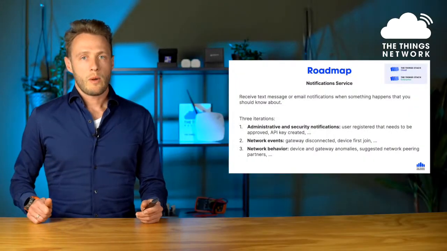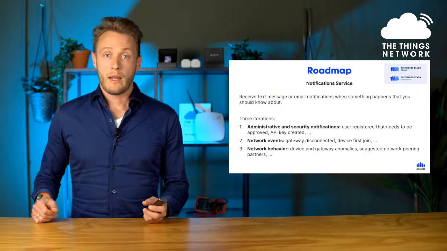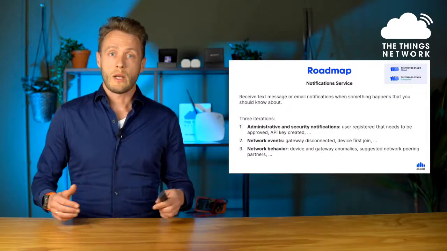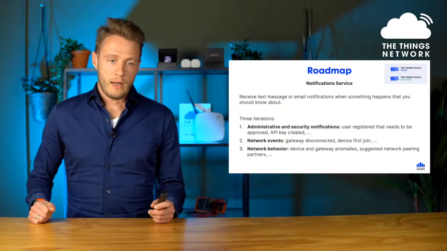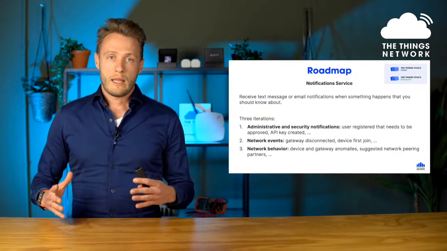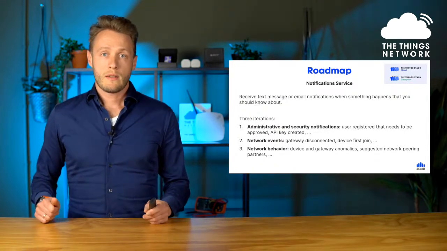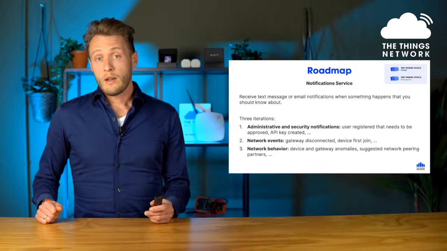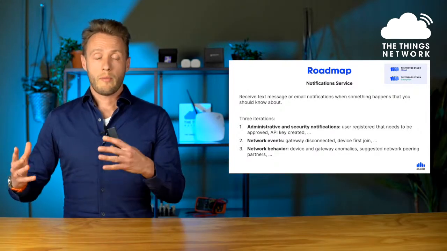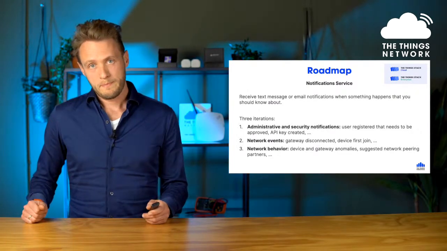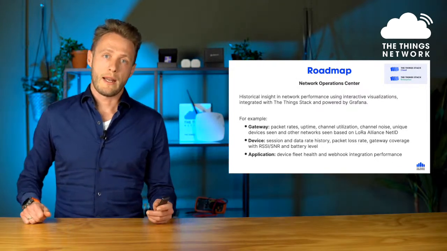For instance, when a gateway goes offline, or when a device joins for the first time, so that you know everything works. And you will be able to configure events for that as well. And finally, we'll be adding notifications for more advanced network behavior. That includes any anomalies with gateways or devices, but also suggestions for potential other networks to configure peering with through Packet Broker. So that's one of the two big features that we'll be adding later today.